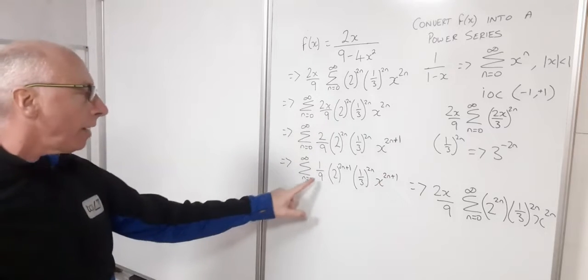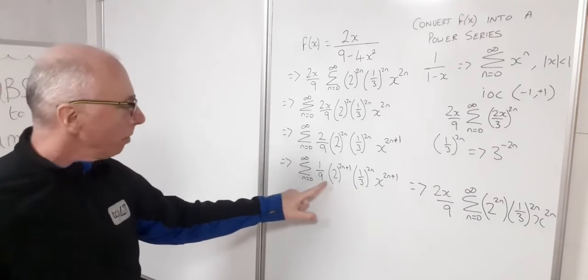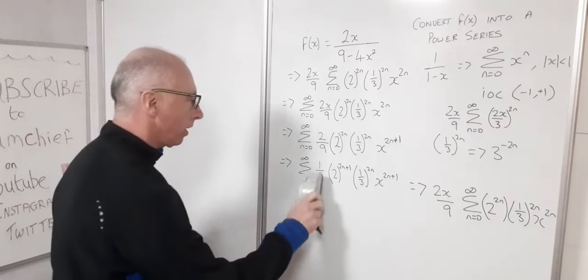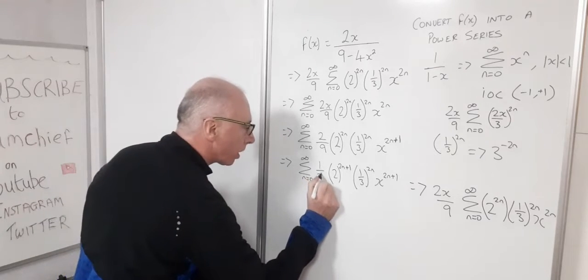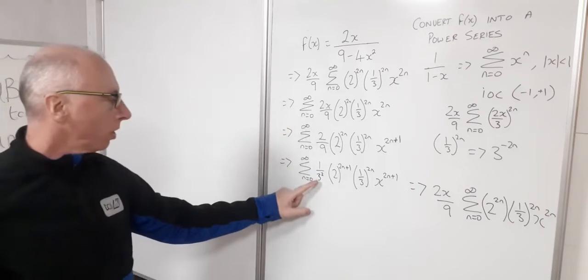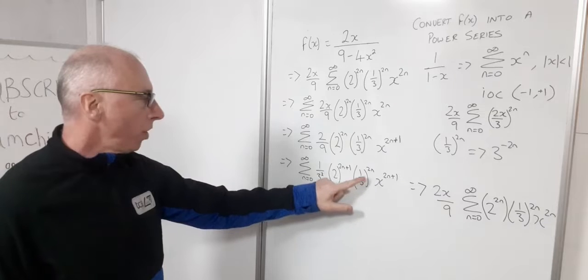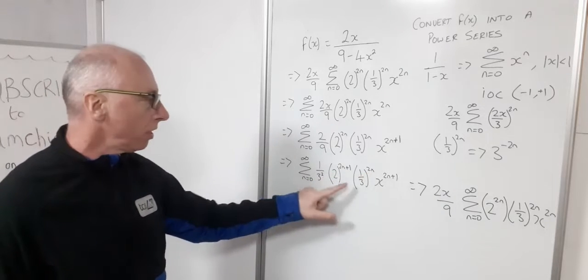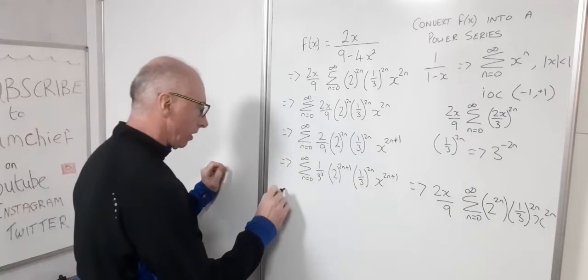Now here I've got a 9 in my denominator, but here I've got a 3. But I can rewrite this as 1 over 3 squared. So if I change that to 1 over 3 squared, I've now got common denominators for this series. Now 1/3 to the 2n, I could just rewrite that with 2 more 3's, 1/3 to the 2n plus 2. So let's rewrite that like that.